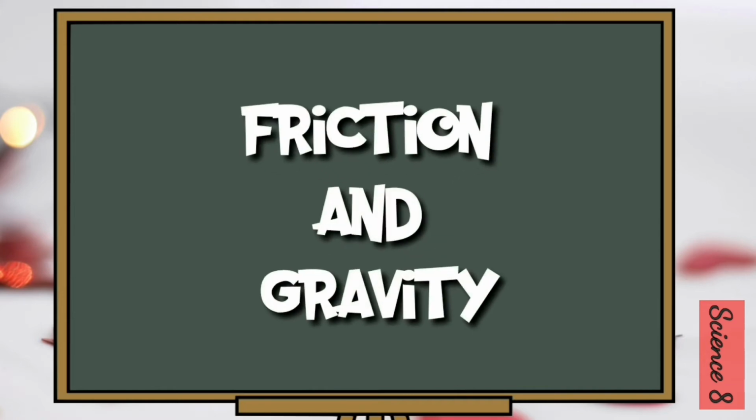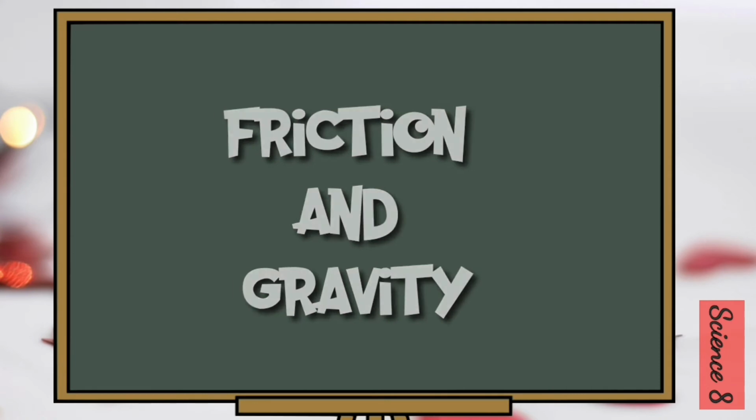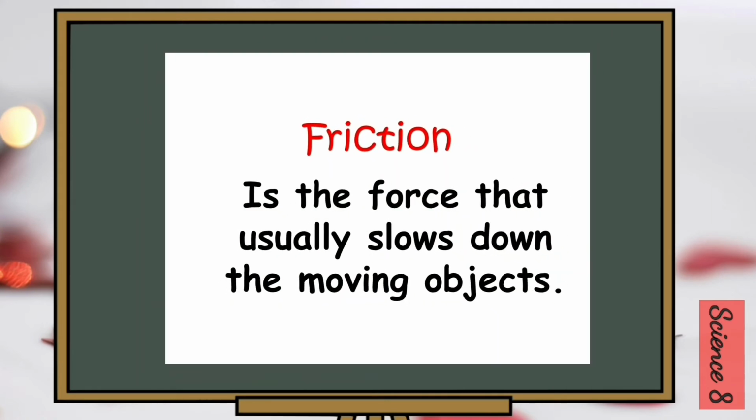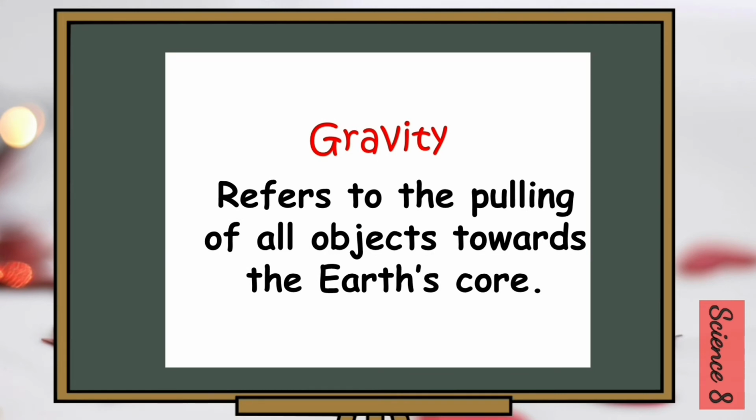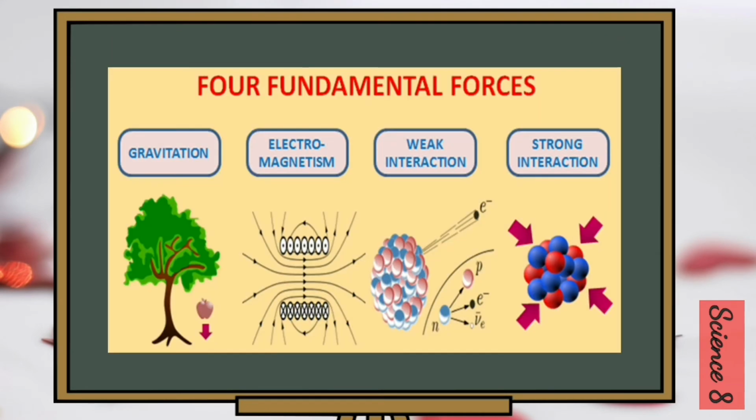Examples of forces that are commonly observed and present in everyday life are friction and gravity. Friction is the force that usually slows down moving objects, while gravity refers to the pulling of all objects toward the Earth's center or core. We can elaborate more on the essence of force by looking at its 4 fundamental classifications to understand how force acts on interacting bodies.